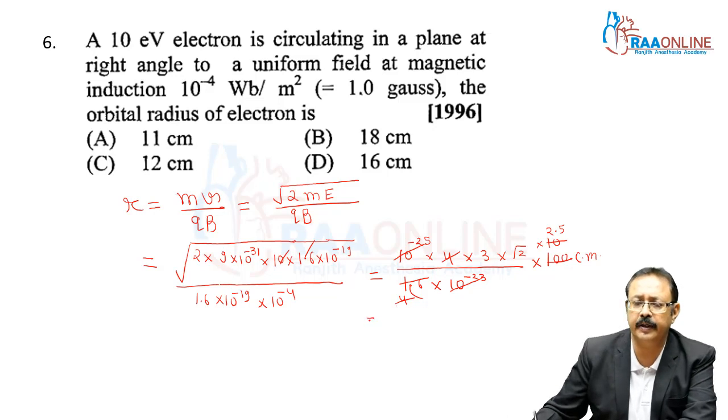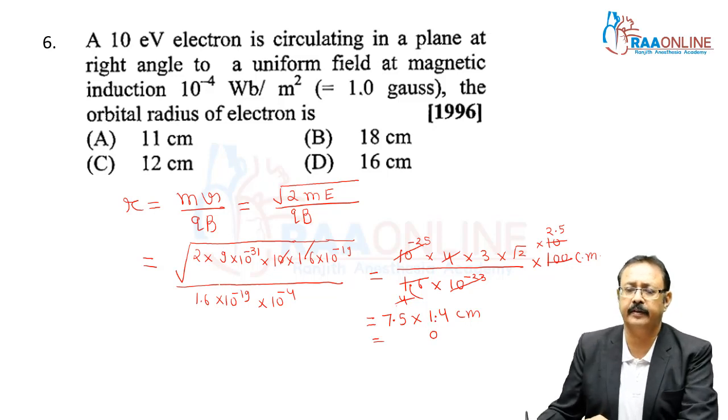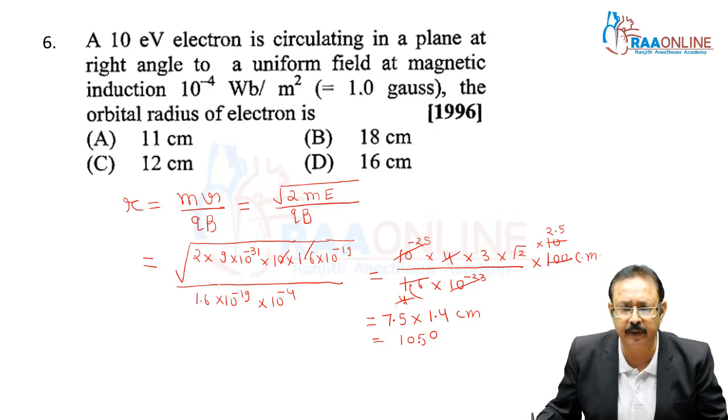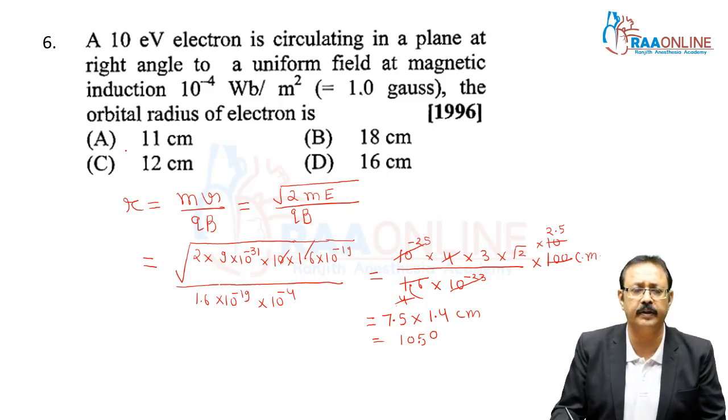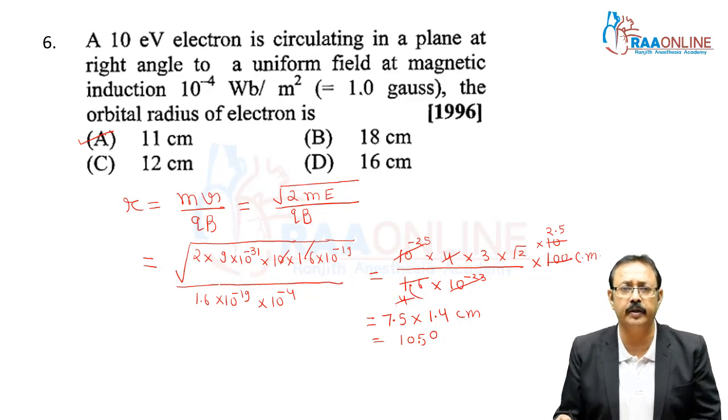2.5 into 3, it is 7.5. Root 2 means nearly 1.4. So what are we getting? 14 fives are 70, carry 7, 98 and 7, 105. 10.5, a little bit greater than this. So we are going with 11 centimeter. So sixth we got option A.